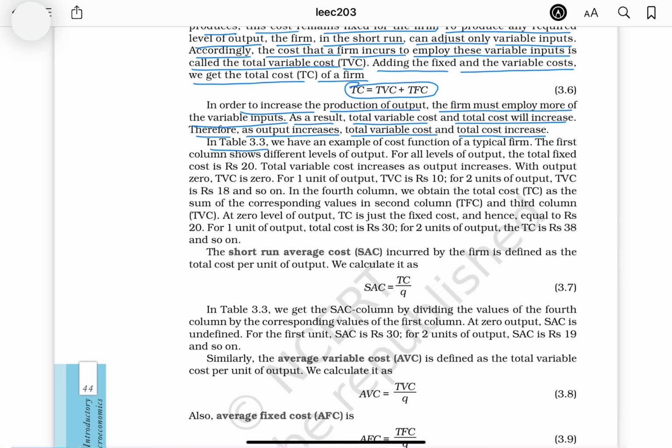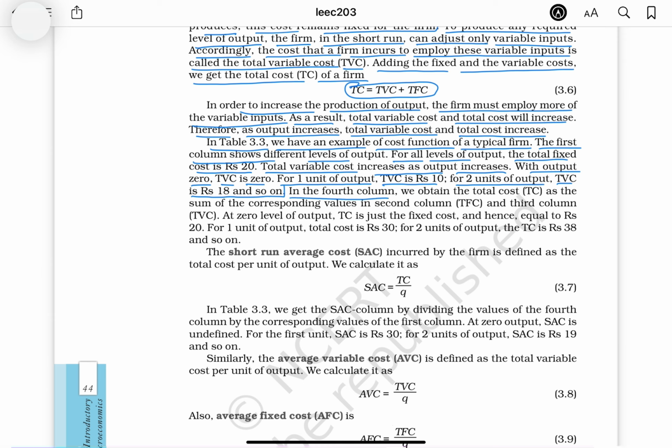In table 3.3, we have an example of a cost function of a typical firm. The first column shows different levels of output. For all levels of output, the total fixed cost is rupees 20. Total variable cost increases as output increases. With output 0, TVC is 0. For 1 unit of output, TVC is rupees 10. For 2 units of output, TVC is rupees 18, and so on.